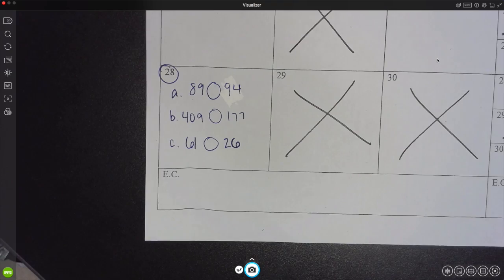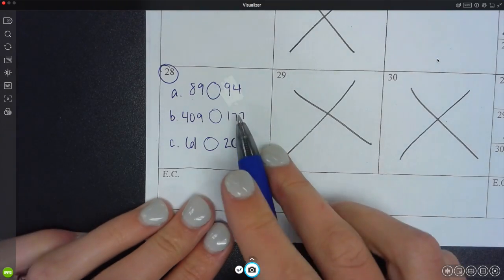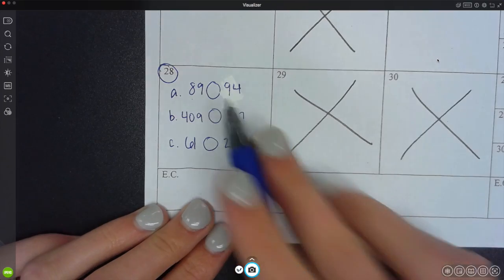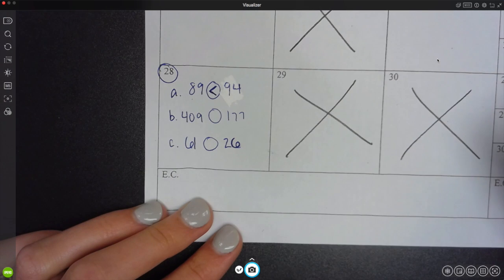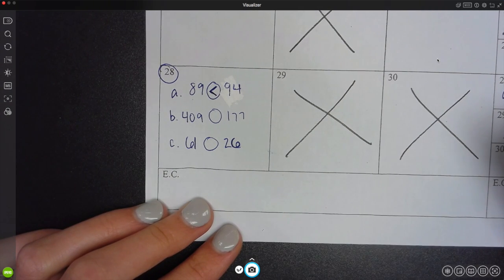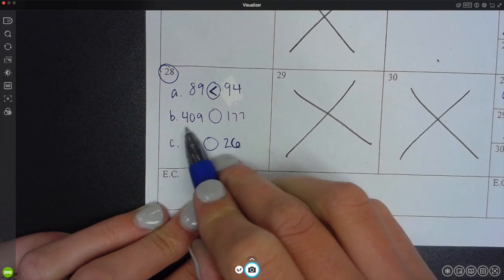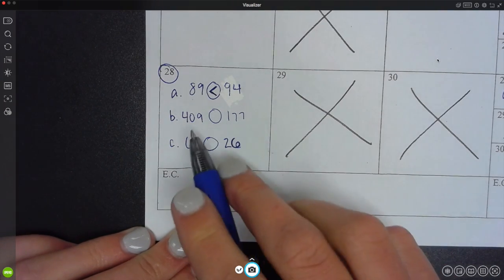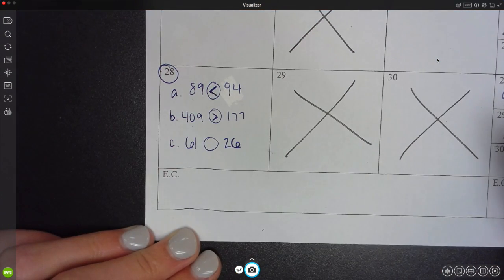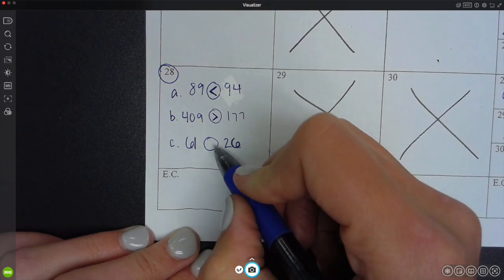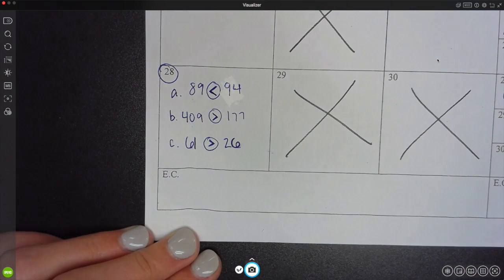Excellent. So 89 or 94. Well, they both have 2 digits. The 9's bigger, so 89 is less than 94. So for A, you can just write a less than symbol. B, 409 or 177. Well, 409 is greater than 177, so you can write greater than for B. And lastly, for C, 61 is greater than 26, so you write greater than for C as well.